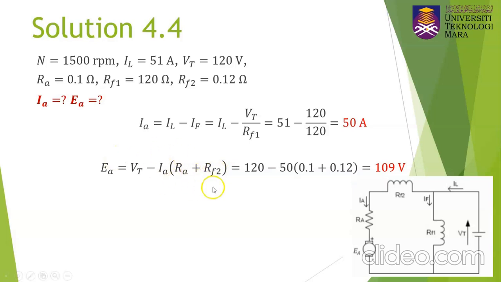And then after that, you can just substitute all the values accordingly: 120 minus 50 multiplied with 0.1 plus 0.12. So finally, you get the value is equal to 109 volt. Okay? Alright. So that's how you solve for different circuits for series, shunt, and also compound.